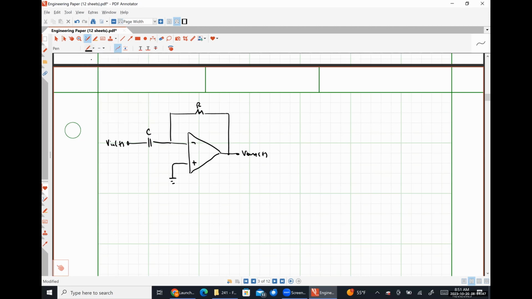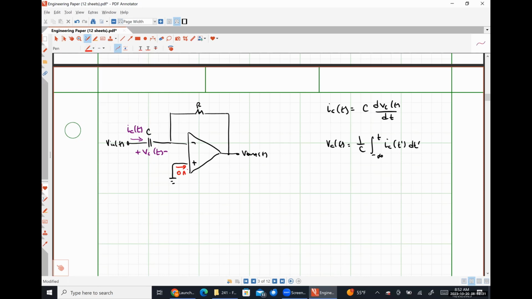Once again, IC is C dV by dt. VC is 1 over C times the integral from negative infinity to t of IC of t prime dt prime. I'm going to define my capacitor voltage with positive polarity on the left and define my capacitor current as flowing into the positive polarity terminal.